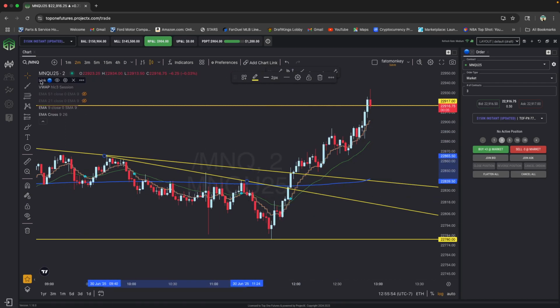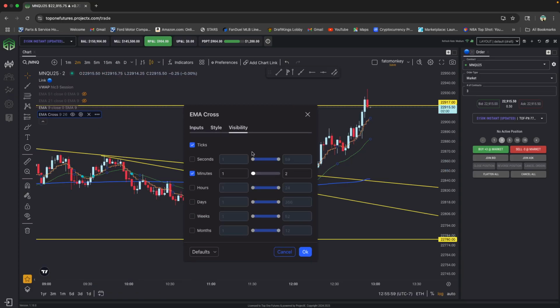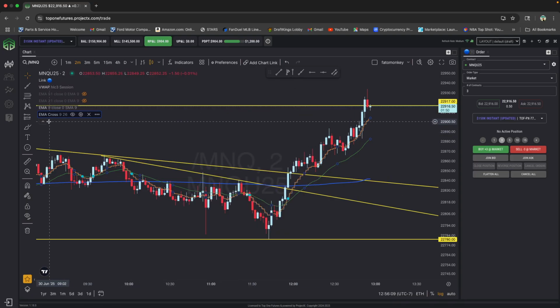Also, sorry, let's go back to the settings so you don't get confused. In the visibility, uncheck all of these. Leave the 1 minute to 2 minutes. That's the only time frame where you see this indicator pop. Other time frames won't show it. If you go to 5 minutes or 15 minutes, your other EMA will show up, but not the EMA cross, so you won't get an indicator.